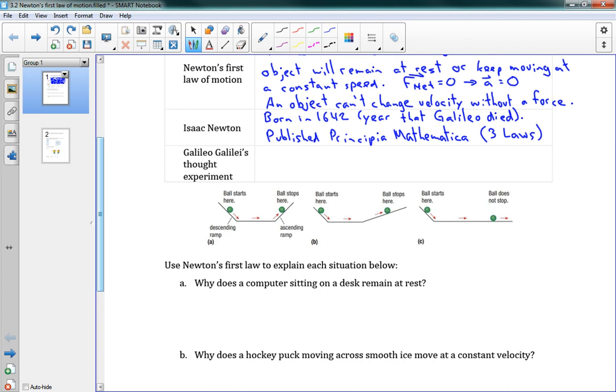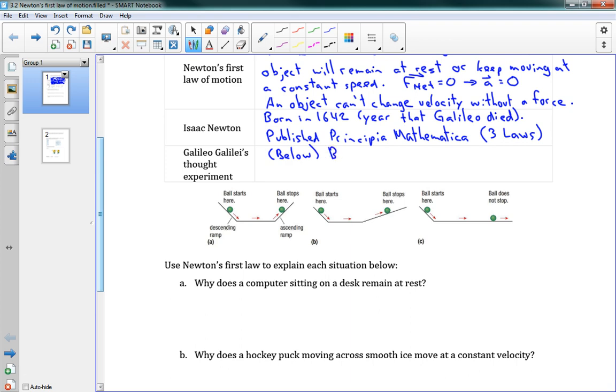So I mentioned Galileo. He is the physicist before Newton. He died the same year that Newton was born, who really first formalized the idea of inertia, this idea that things keep on moving. So we're going to say down here how Galileo came up with this idea that things keep on moving at a constant speed forever unless there's some force on them. So Galileo's thought experiment, there's a picture of it below.